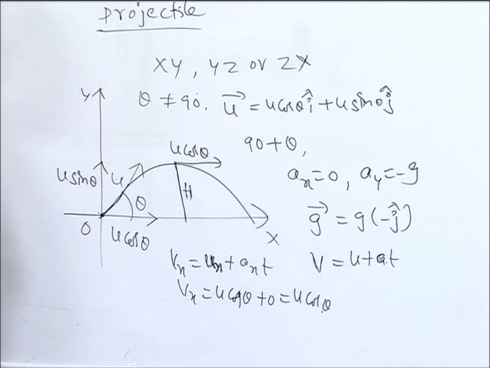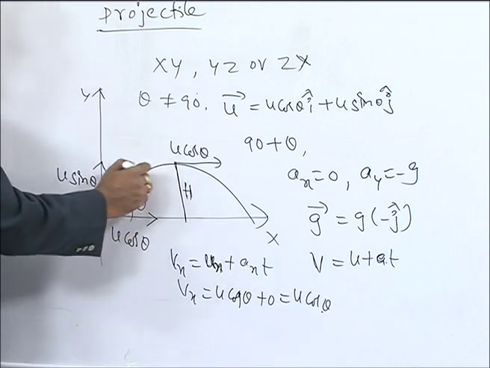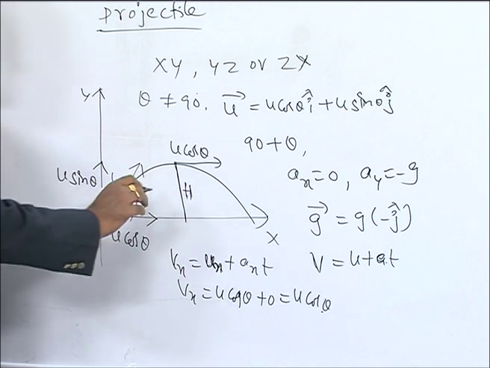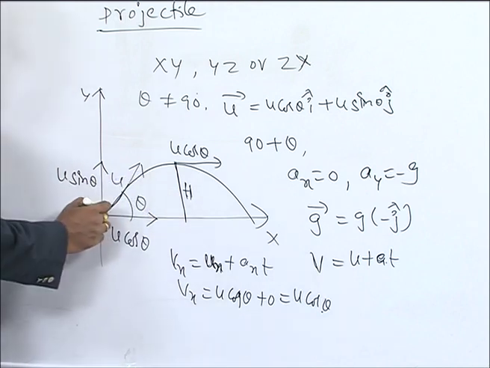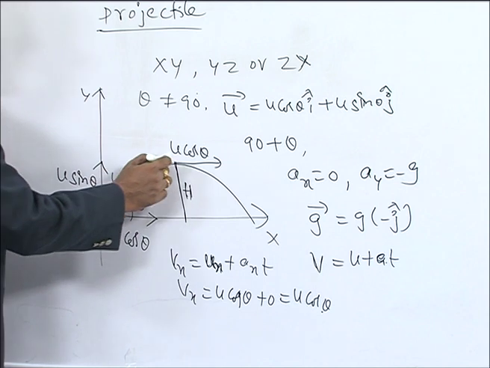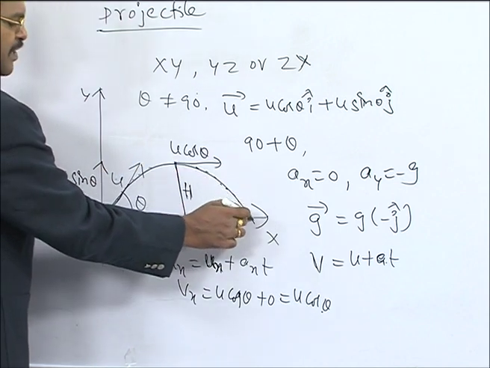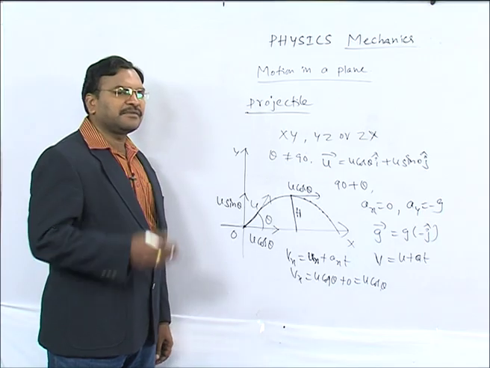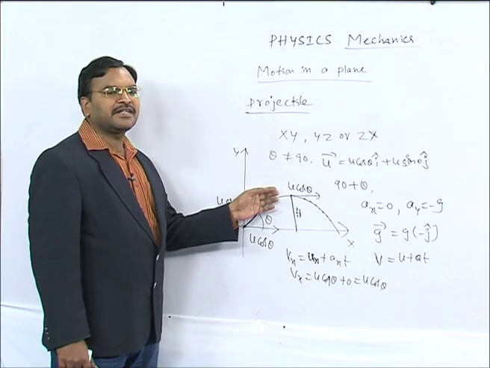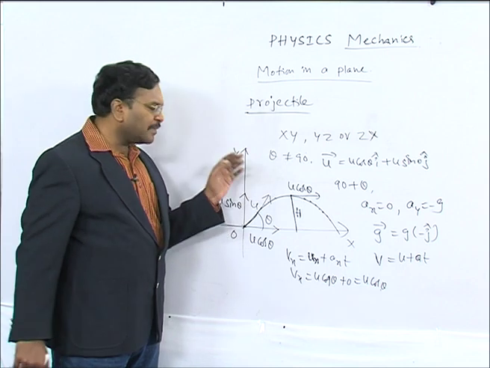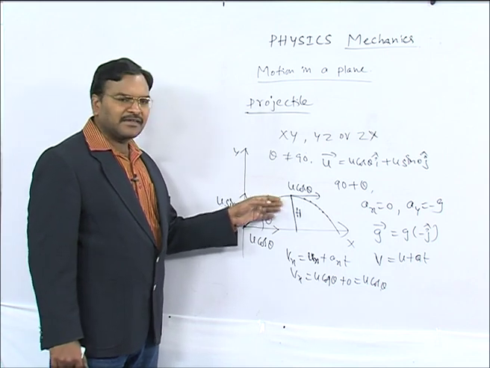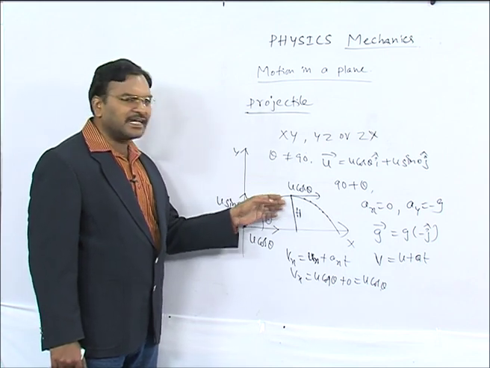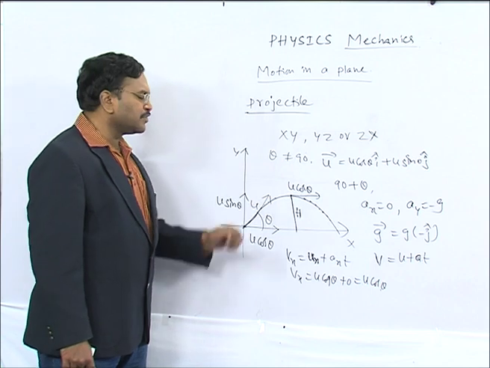Even a projectile at the maximum height has velocity u cos theta. Here there is no change in velocity in the horizontal direction; at each and every point it has a horizontal component of velocity, how much? U cos theta. Now, in a vertically projected body at the maximum height, what happens? Final velocity is 0. But in the case of a projectile, final velocity is not 0. Even at the maximum height, it has velocity u cos theta.